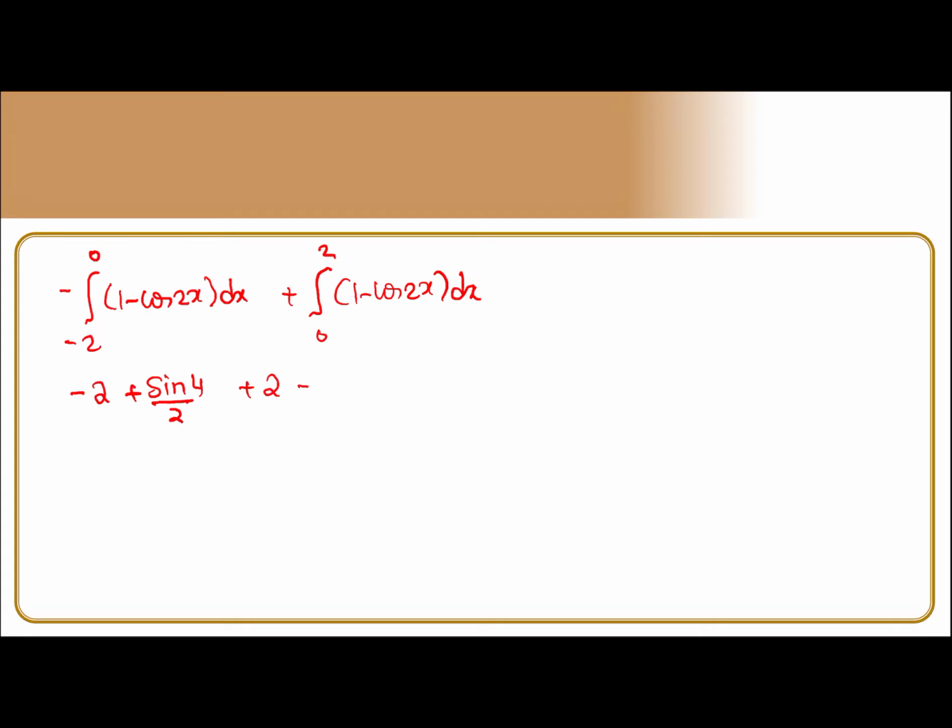So we convert into double angle. So this becomes minus integral from -2 to 0 of (1 minus cos 2x) dx plus integral from 0 to 2 of (1 minus cos 2x) dx. Once we put the values, we get -2 plus sin 4 by 2 plus 2 minus sin 4 by 2. Final result is 0. Even though we can't identify it's an odd function, the value is coming out to be 0.